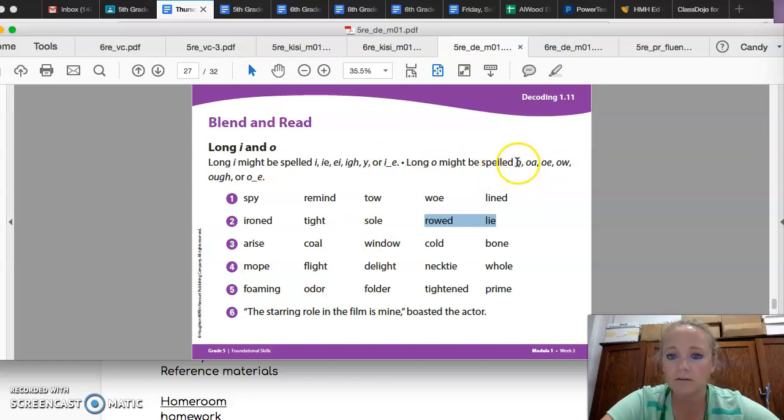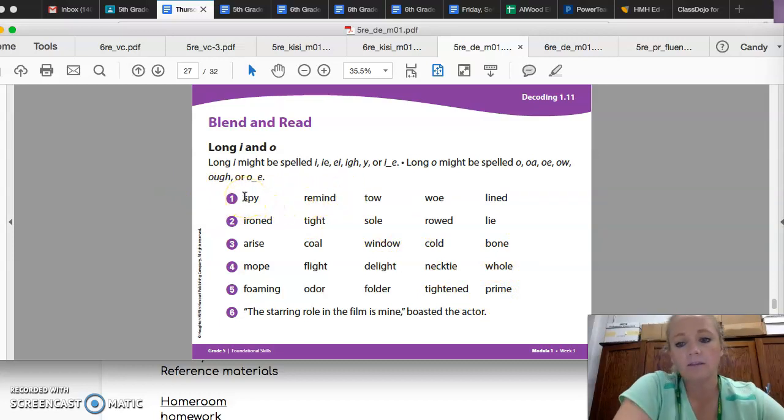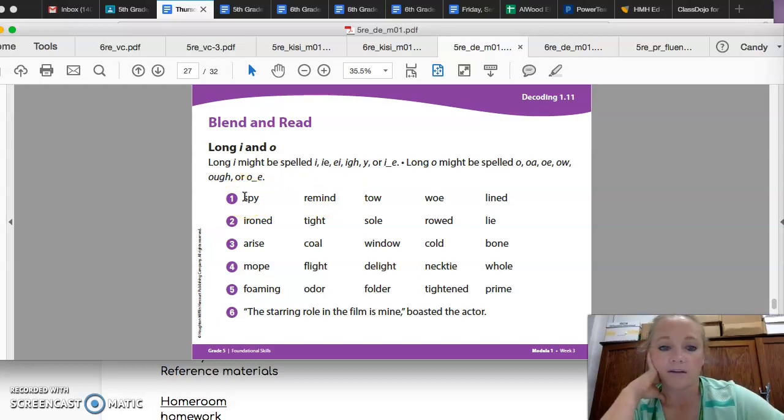And then long O can be spelled just with an O, like in, do we have one? Odor, just O by itself makes a long O sound. OA, like in foaming. OE, like in woe. And OW, like in toe. Oh, and a couple more. OUGH, like, let's see, they put one on there. Dough, like if you're kneading dough, is spelled DOUGH. And O consonant E also makes a long O sound, like bone. So we just went through the words and said them all, and then talked about the vowel sound, or how the vowel sound was spelled.